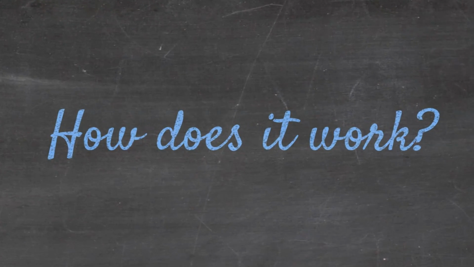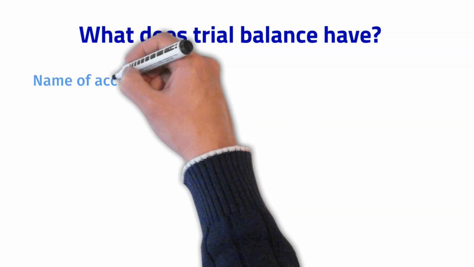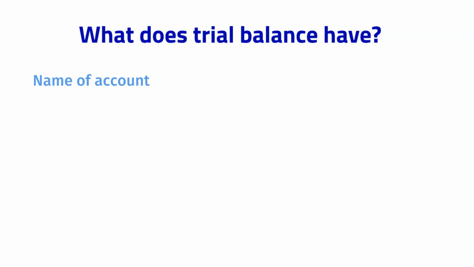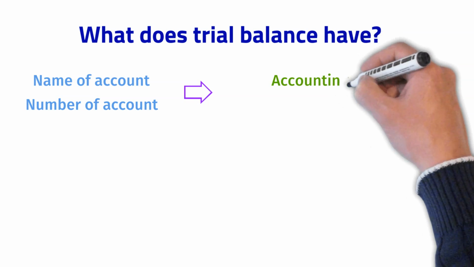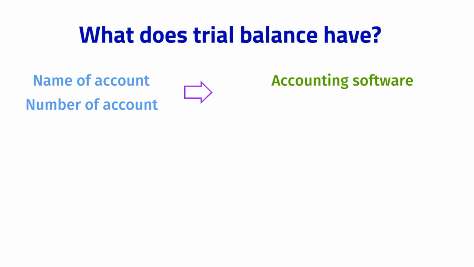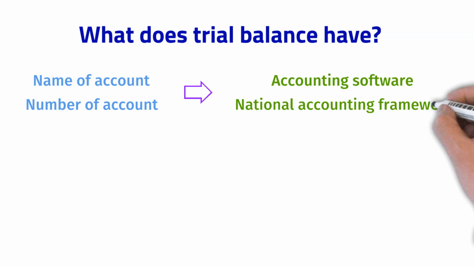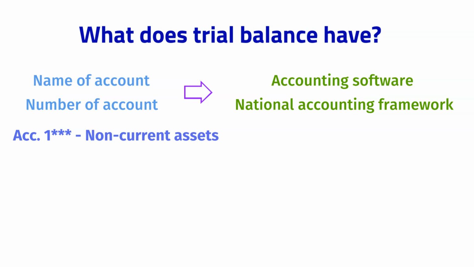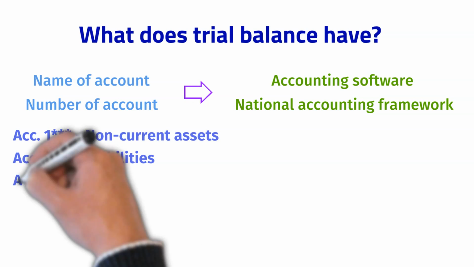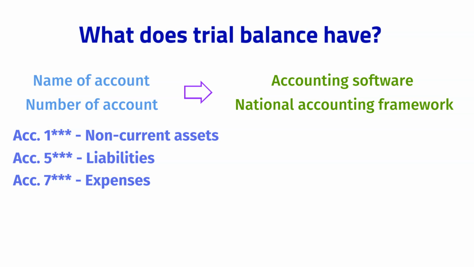Typically, by name of an account. Also, in most cases, trial balances will have certain account numbers assigned to every account. These account numbers will have internal logic which will help to allocate amounts. Numbering of accounts depends on the accounting software we are using, and in a lot of cases there are also national accounting standards which regulate this. For example, accounts starting with 1 can be for non-current assets, accounts starting with 5 can be for current liabilities, accounts starting with 7 can be for expenses, etc.